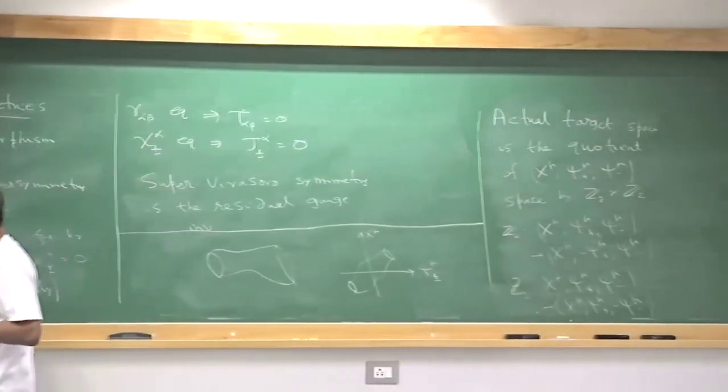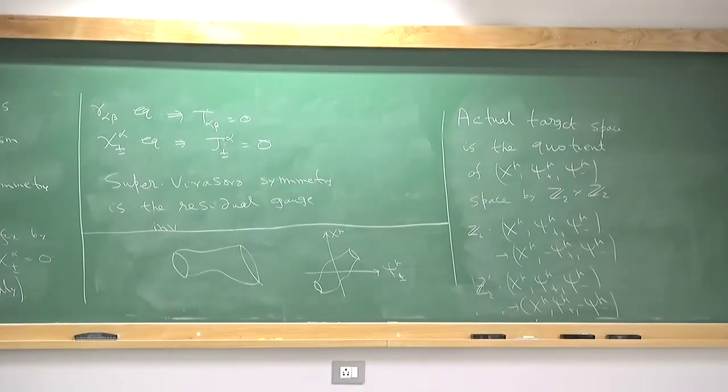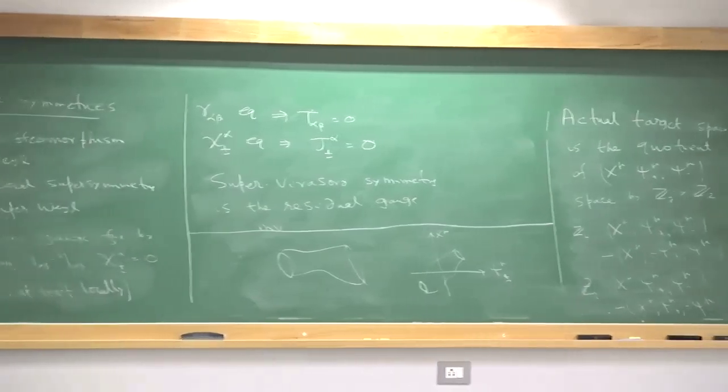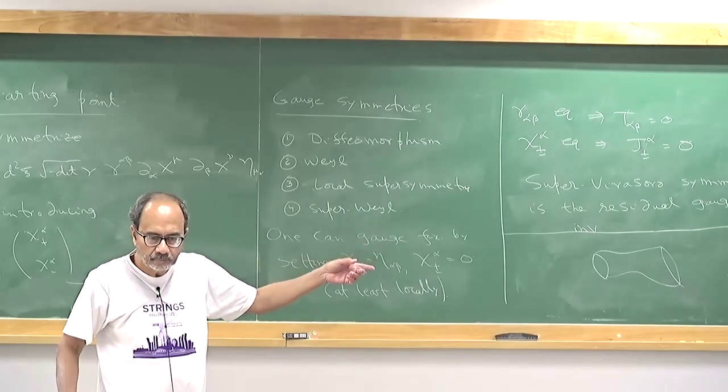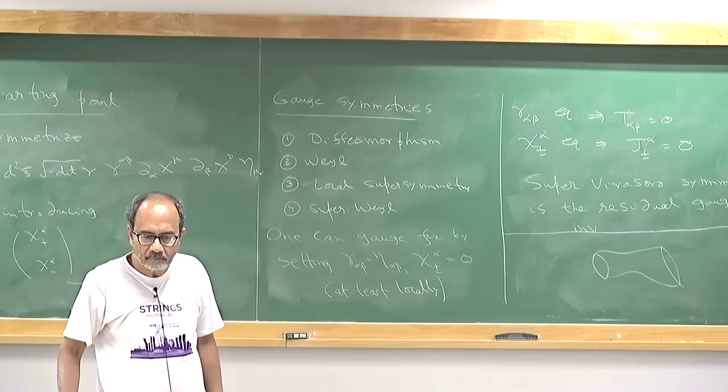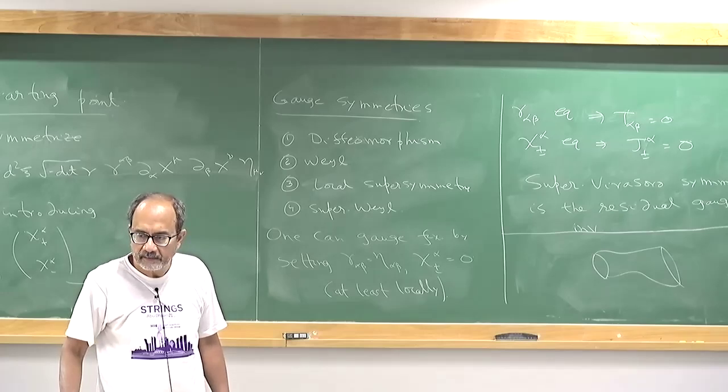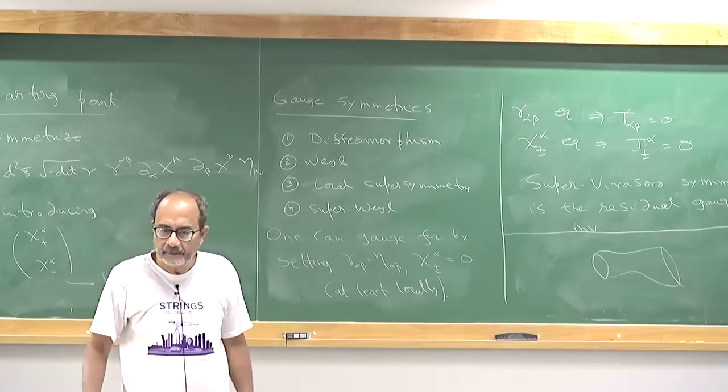Now, what this means is the following. There are two consequences of this. Imagine that you are trying to find a wave function of the string. The wave functional of the string will be a functional of the x mu's and half of the psi mu pluses and psi mu minuses. If we say that the string is actually propagating in this quotient, then it better be that the wave functional is invariant under this transformation.